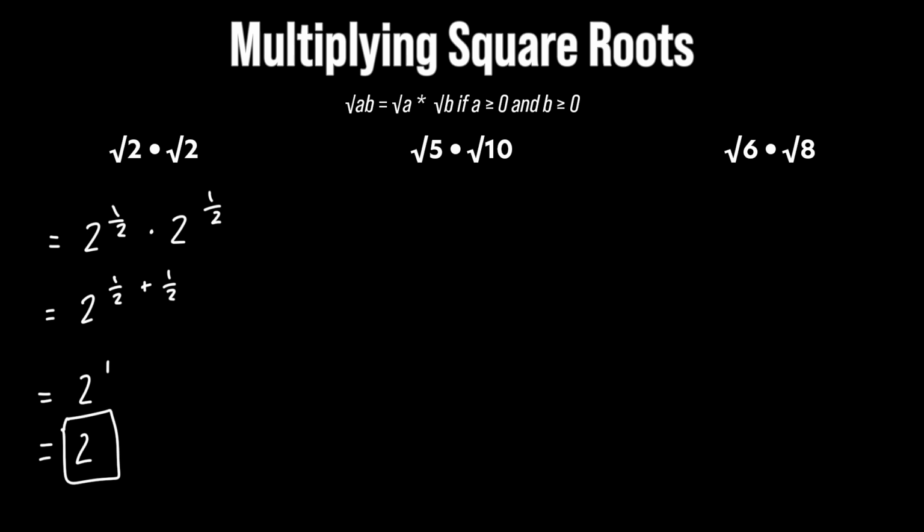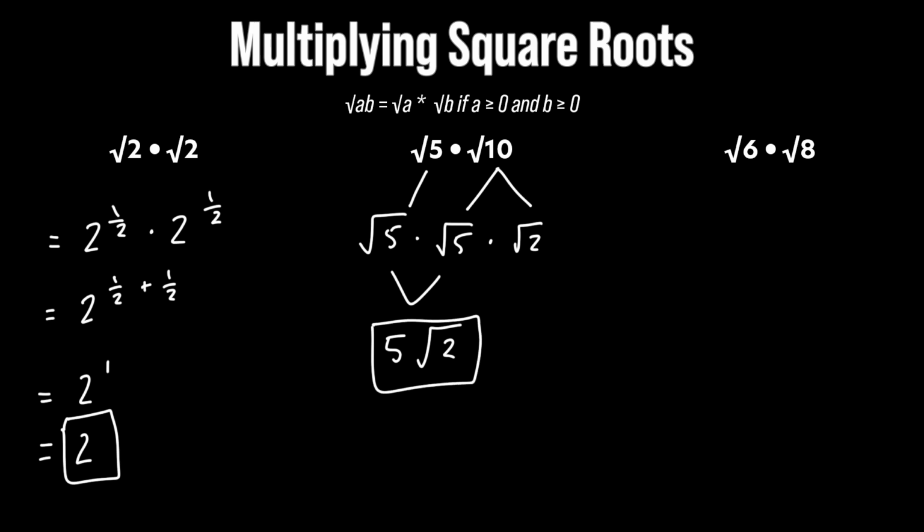Now, how about if the number inside the square root is not the same? Well, what you always want to do is break up the larger numbers into its factors. So square root of 10, you can break this up into square root of 5 and square root of 2 using this property here. So now we have square root of 5 times square root of 5 times square root of 2. The square root of 5 times square root of 5 will simplify to 5. And square root of 2 is multiplied on, so that's our final answer.